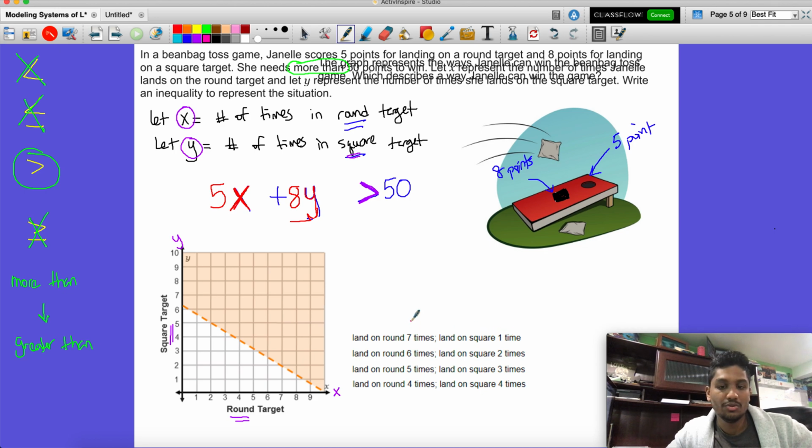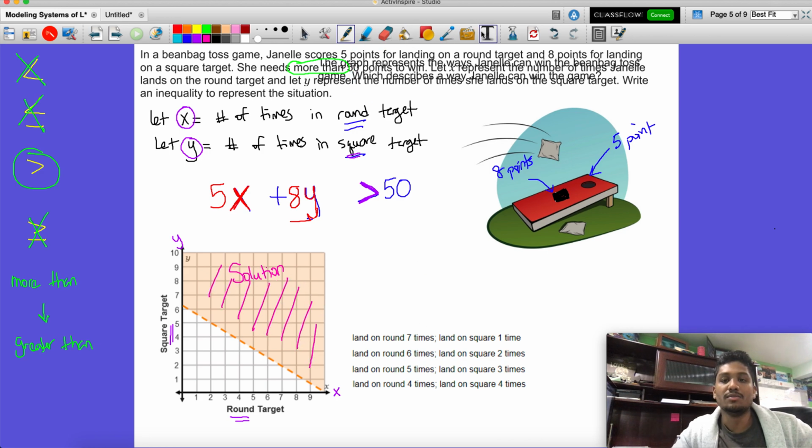Now what you could do is take your x and your y's and substitute them and do the math, and that's great. But if you're given a graph, that's usually the best thing to do. On a graph, whenever you shade, this is your solution right here. Everything that's graphed here would be your solution. So I'm just going to erase that back out so that we have a nice clean thing to work with.